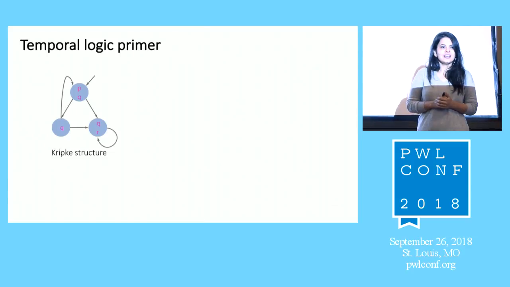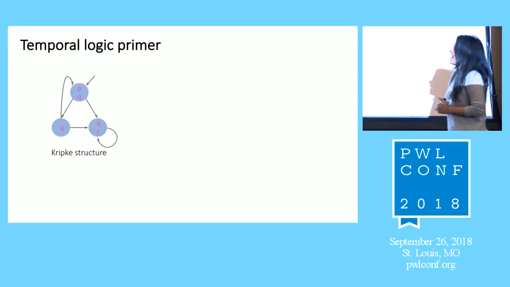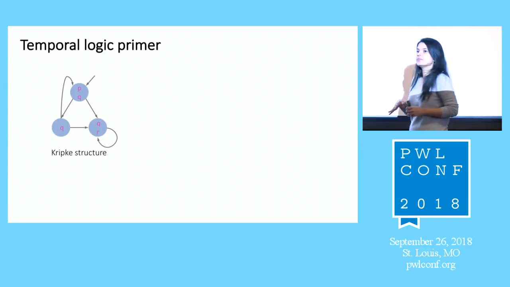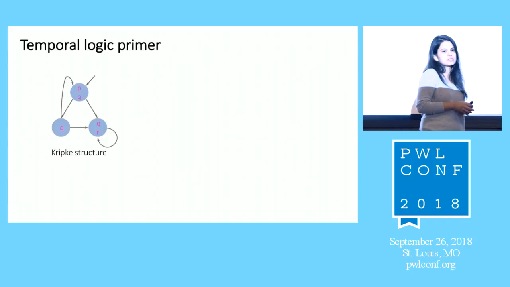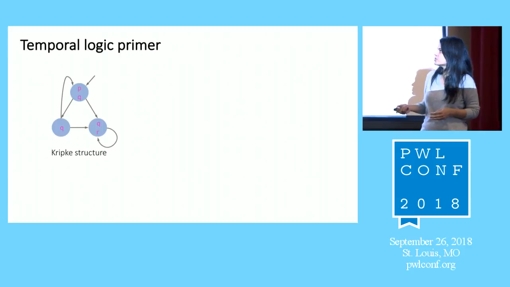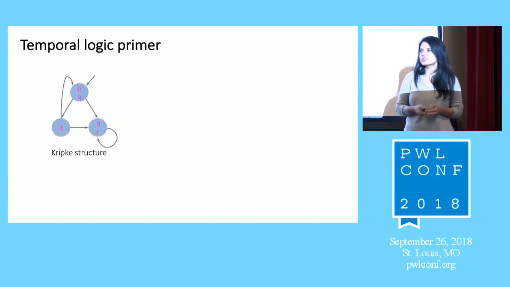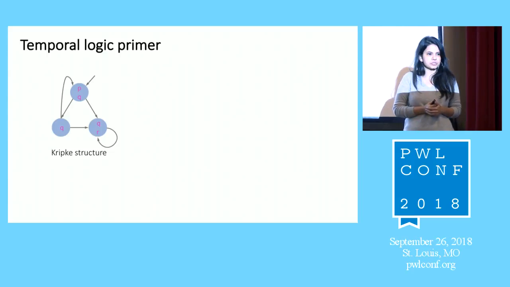So let's do a quick primer on temporal logic then. So temporal logics are used to reason about behaviors of programs that are essentially non-terminating ongoing systems with infinite behaviors. And these programs are modeled using what are called Kripke structures, which are finite state labeled transition systems, as shown here, where the nodes are labeled with atomic propositions.